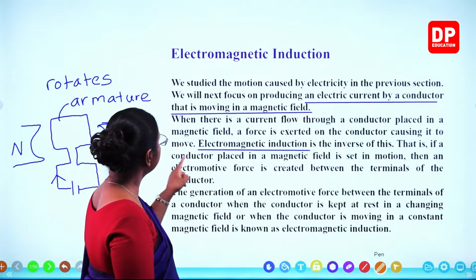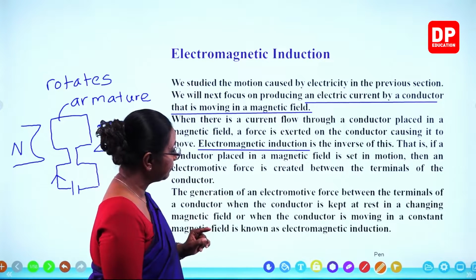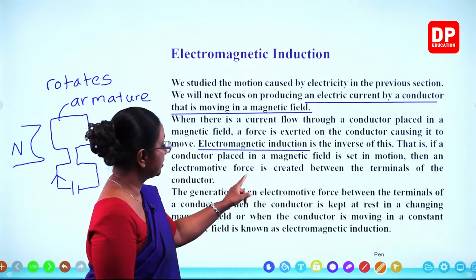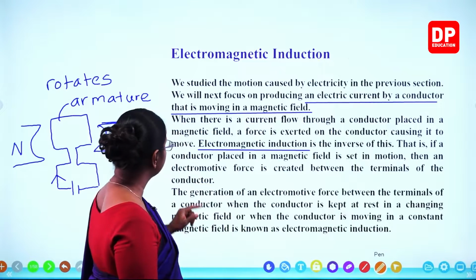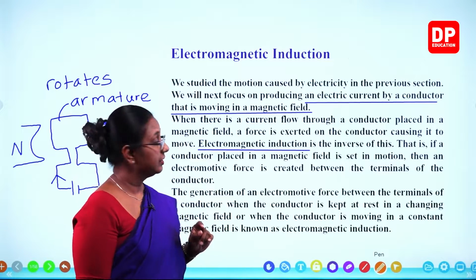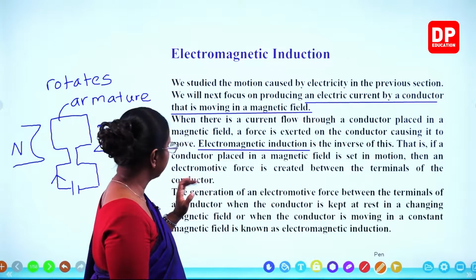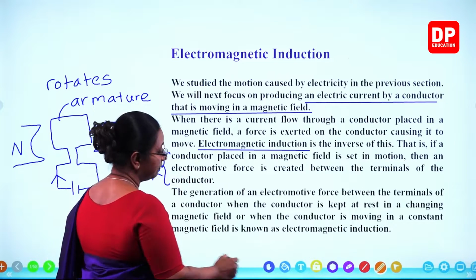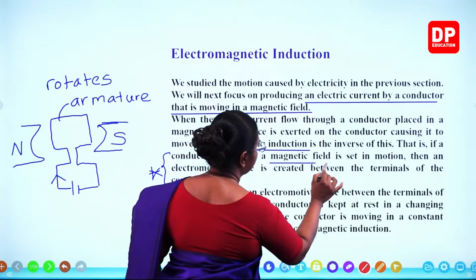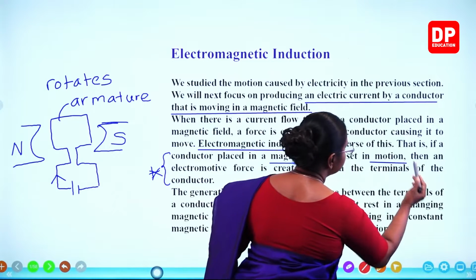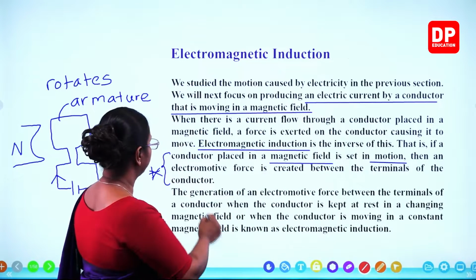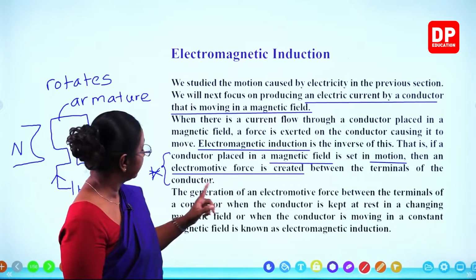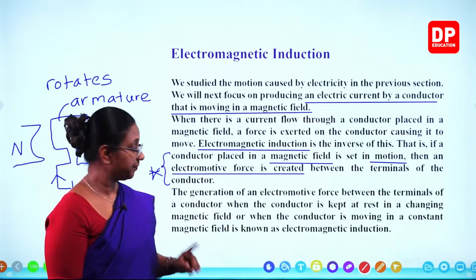If a conductor placed in a magnetic field is set in motion, then an electromotive force is created between the terminals of the conductor. You can understand that. We have a conductor in a magnetic field and there is motion, then of course an electromotive force is created between the terminals of the conductor.